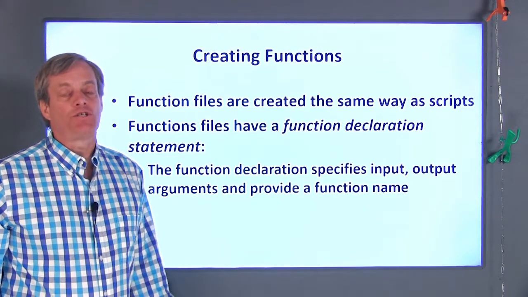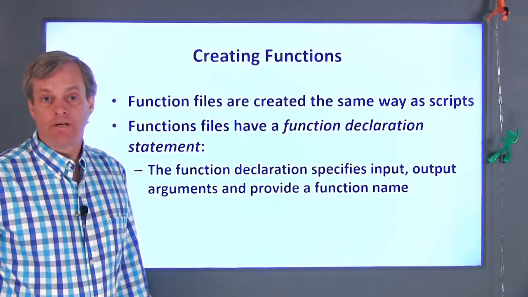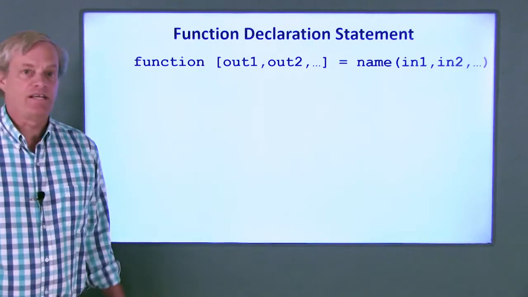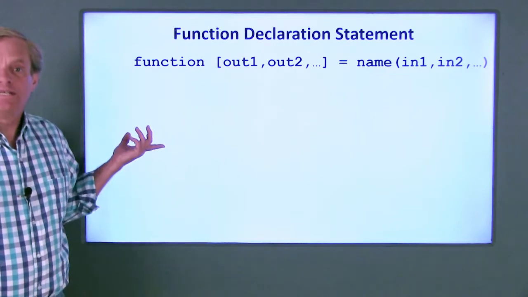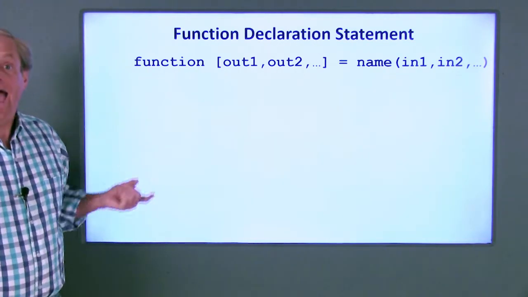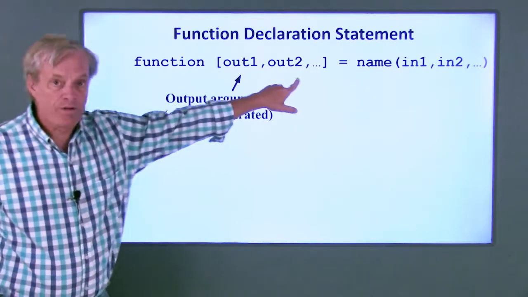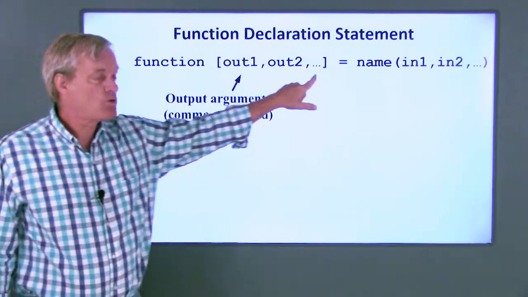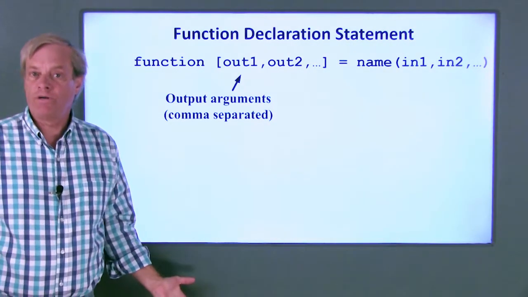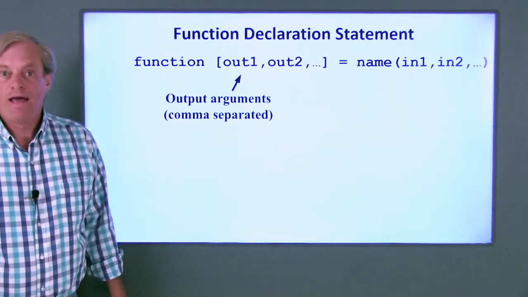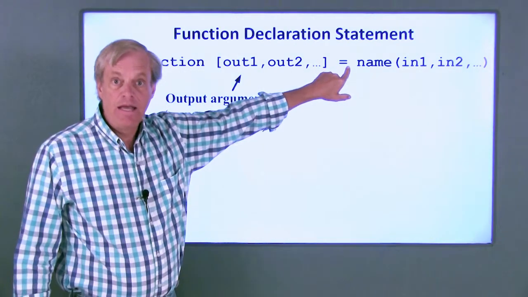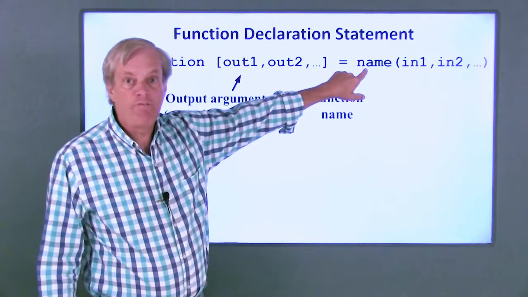Part of declaring a function, of course, is providing the function with a name. The syntax of a function declaration statement is shown here. The function declaration statement must start with the word function. After the word function, the output arguments are listed within square brackets, separated by commas. If there's only one output argument, the square brackets are optional. After the list of output arguments, there's an assignment operator. Next is the name of the function.